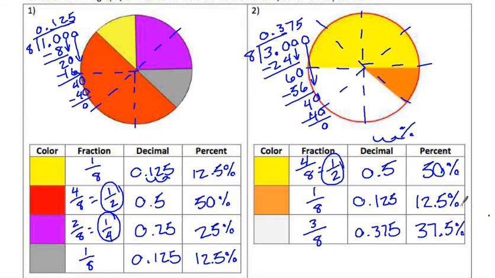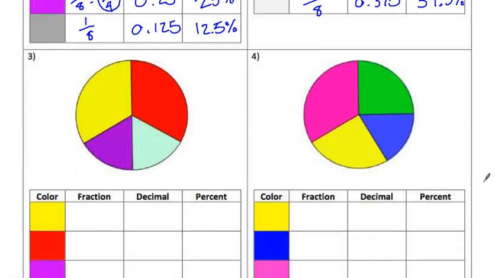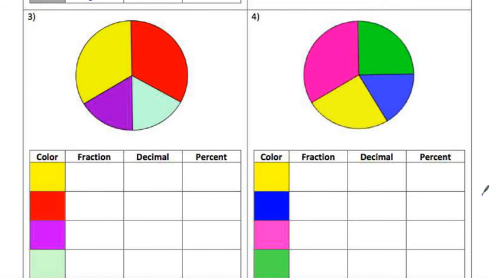Okay. So I want you to do number 3 on your own. Do number 3, and then when you're ready, we will check your work.